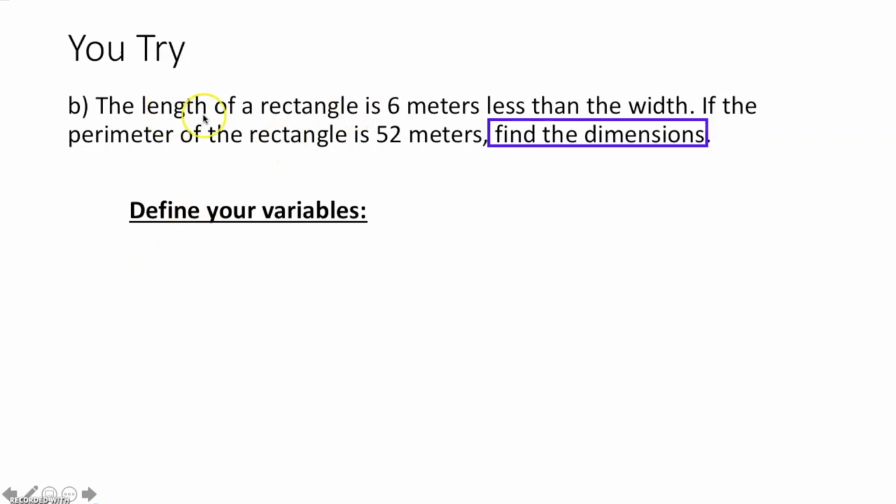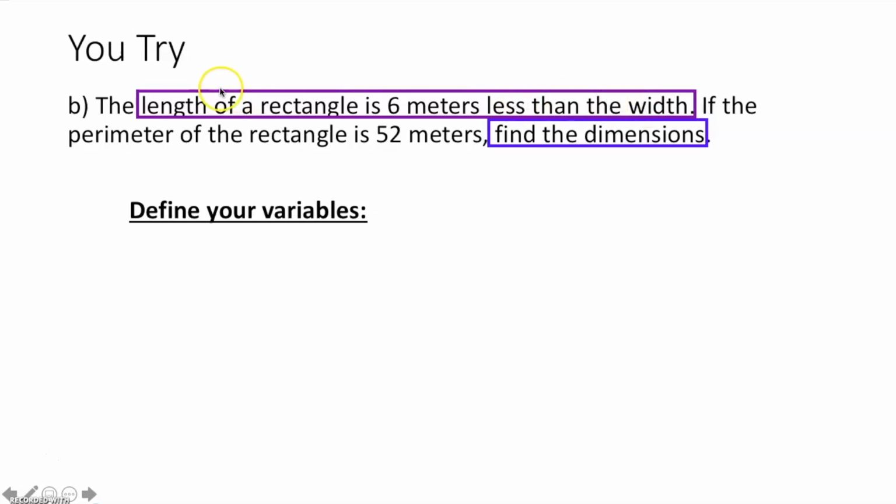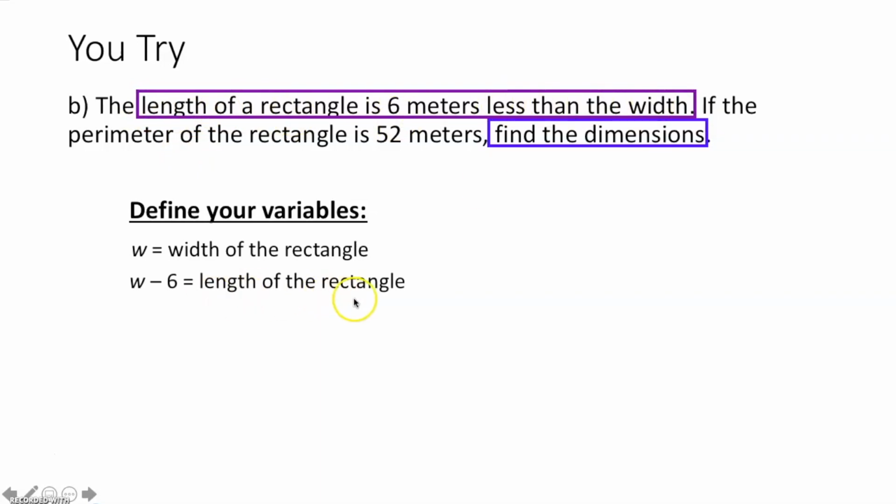So we look back at the problem. It says the length of a rectangle is 6 meters less than the width. So I can make an expression for the length based on the width, meaning I should set W equal to the width, so that my expression for the length is 6 meters less than the width. So W minus 6. That is going to be equal to our length. Sweet. Now we have our width and our length, and it's only one variable. That way we can solve.